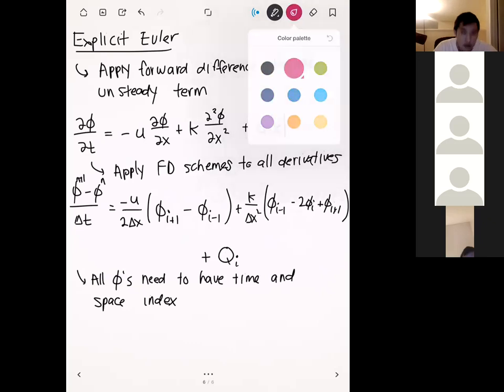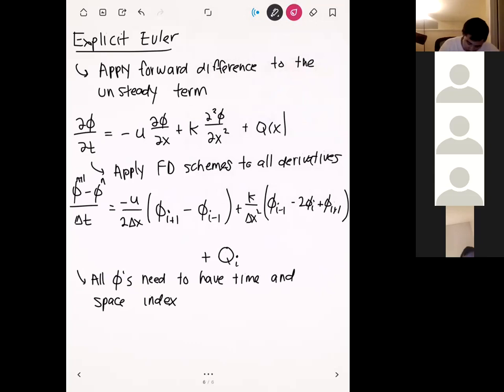And so let's go ahead and fill in all the indices that are missing, okay? And so for all the phis that are missing a space index, I'm going to apply a space index of just i, okay? And so that's only going to apply on the left-hand side. And so both of these phis, phi i plus 1, or phi n plus 1 and phi n, I'm going to give those a space index of i, okay? And for everything that's missing a time index, I'm going to apply a time index of n, okay?